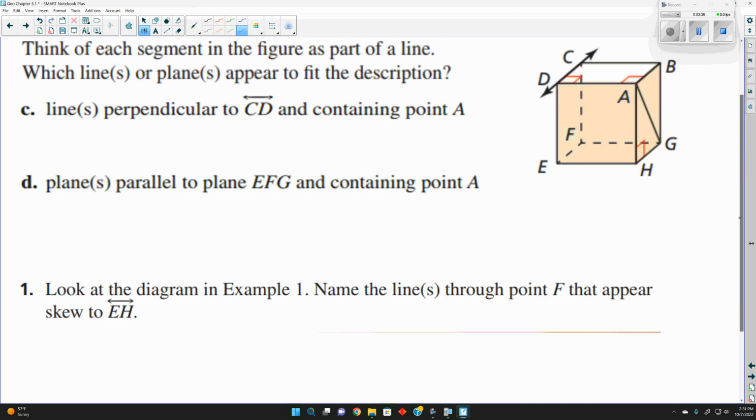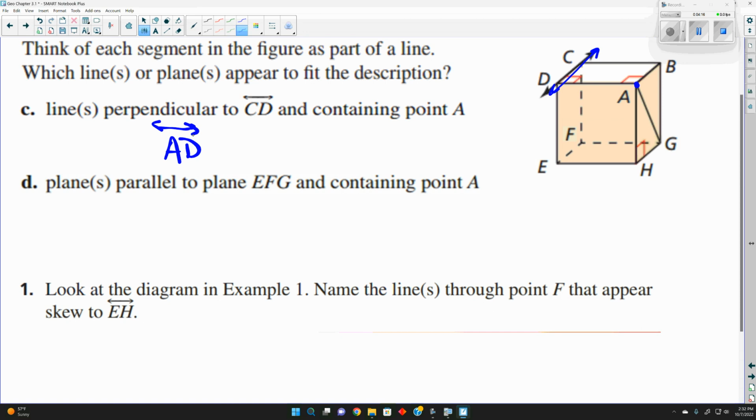So we want a line perpendicular to CD and contains point A. Perpendicular lines are two lines that intersect at a right angle, yes? So what line would be perpendicular to CD and contain point A? AD. Because AD does intersect line CD. And if we look at point D, their point of intersection, we do have that right angle marker. So they do intersect at a right angle, which means that they are perpendicular to each other. Any other questions on this so far?